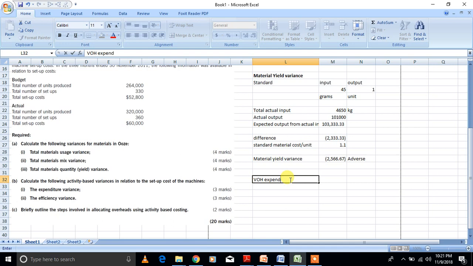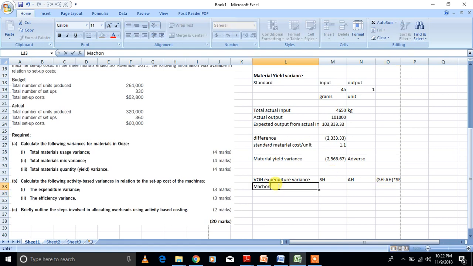So in a variable overhead expenditure variance, how do you do the working? You take the standard hours for actual production, actual hours taken, you get the difference, and then you multiply it by standard expenditure. What do you mean by standard expenditure? For 1 hour, how much of variable overhead cost is expected? Let me apply this concept here.